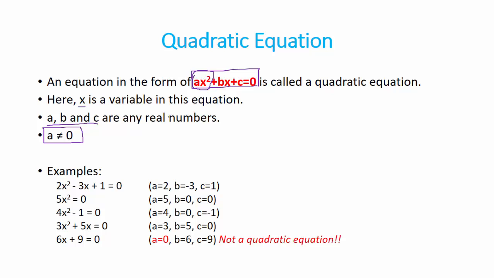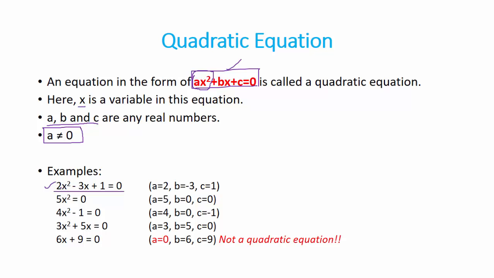Okay, now we will see some examples of quadratic equation. The first example is 2x square minus 3x plus 1 is equal to 0. Okay, whenever you see an equation, you compare it with the standard form of quadratic equation, which is ax square plus bx plus c is equal to 0, and if it matches the standard form of quadratic equation, then it is a quadratic equation. And here it is of the form of ax square plus bx plus c is equal to 0, and that is why it is a quadratic equation.